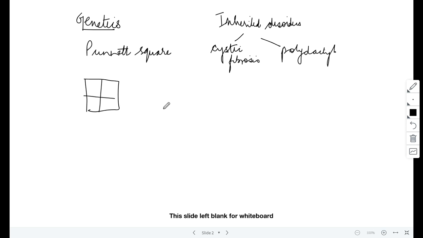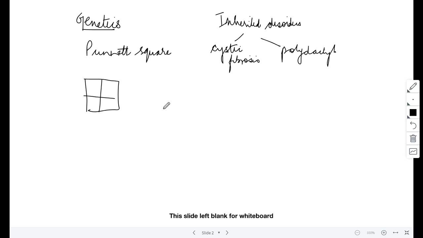Yeah. I also explained the carrier concept. What are the chances of inheriting cystic fibrosis? Do you remember that? Okay, and what about the other? We have already covered this. I'm just giving you a brief intro of what we have covered right now.